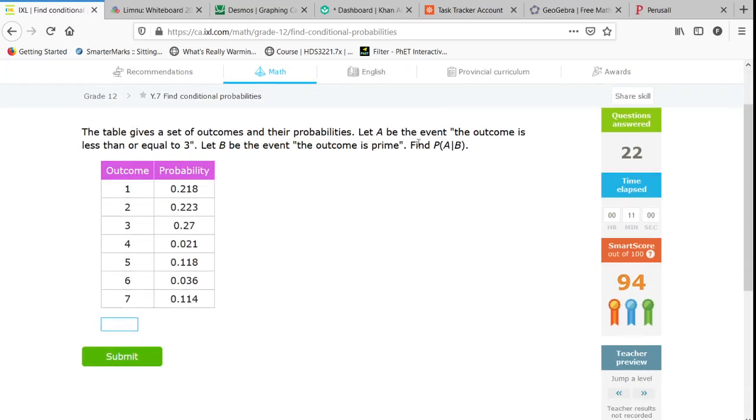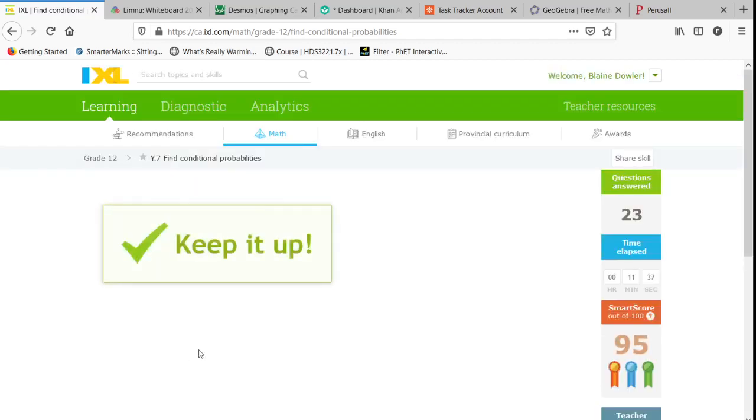Now, a table gives a set of outcomes. So A is the outcome is less than or equal to 3. So that's 1, 2, and 3. B is the outcome is prime, 2, 3, 5, and 7. So probability of A and B is the probability of 2 or 3. So that's 0.223 plus 0.27. That's our numerator. Our denominator is outcomes 2, 3, 5, and 7 added. 0.223 plus 0.27 plus 0.118 plus 0.114, for a total of 0.68.